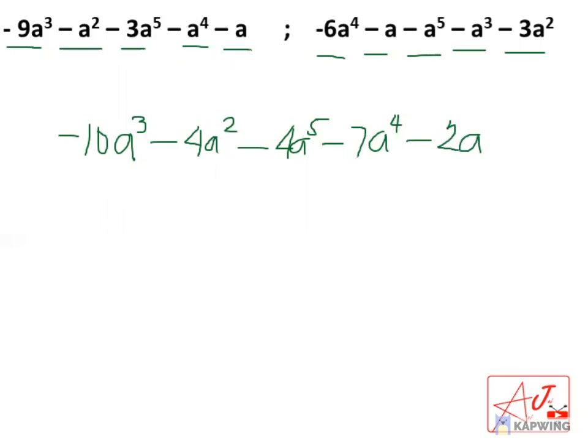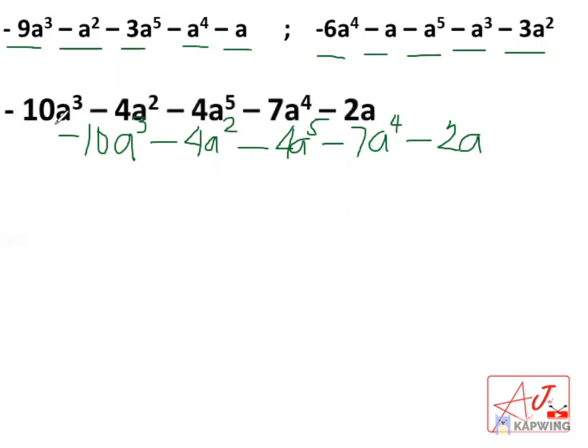So ito po yung rumbled answer natin. Hindi pa po siya final answer. So yan siya: negative 10a cubed minus 4a squared minus 4a to the fifth power minus 7a to the fourth power minus 2a. So yan na po yung kinalabasan niya.